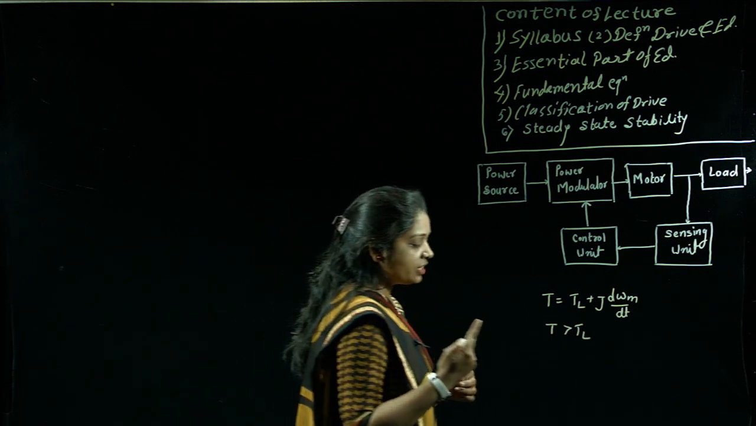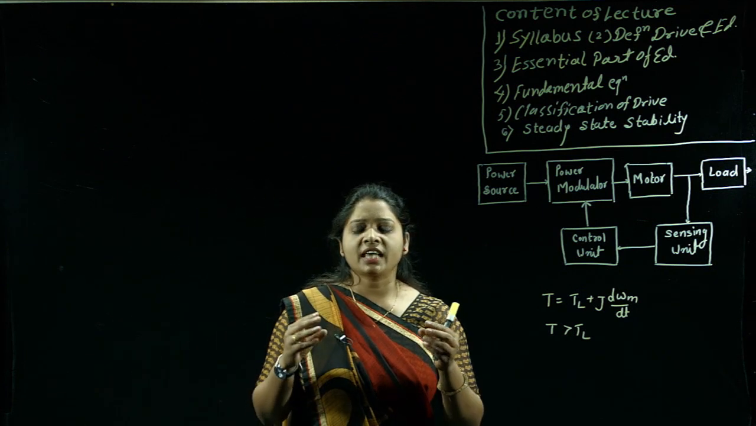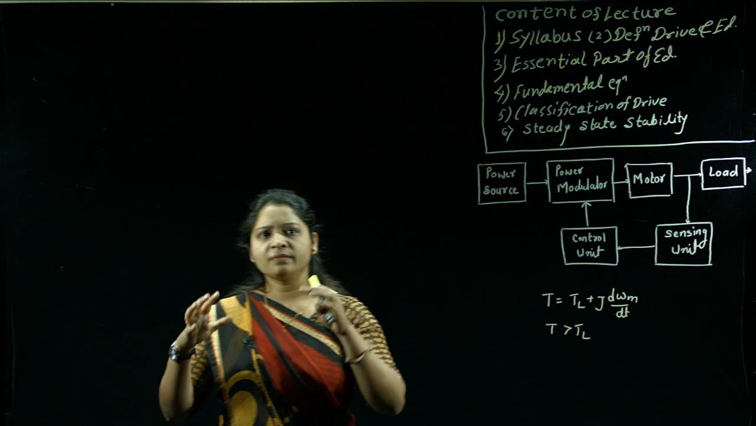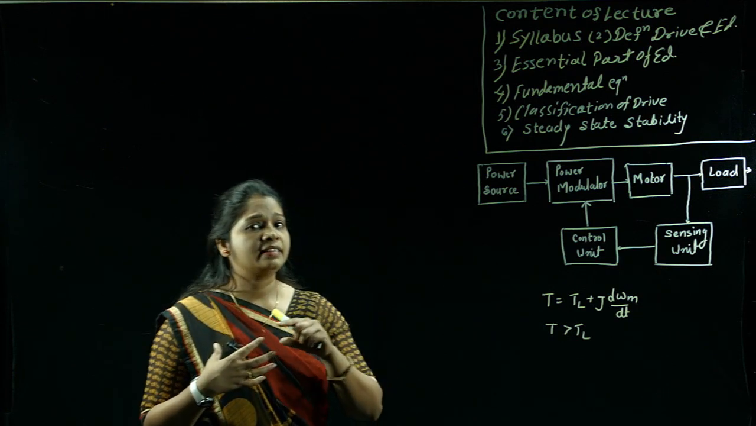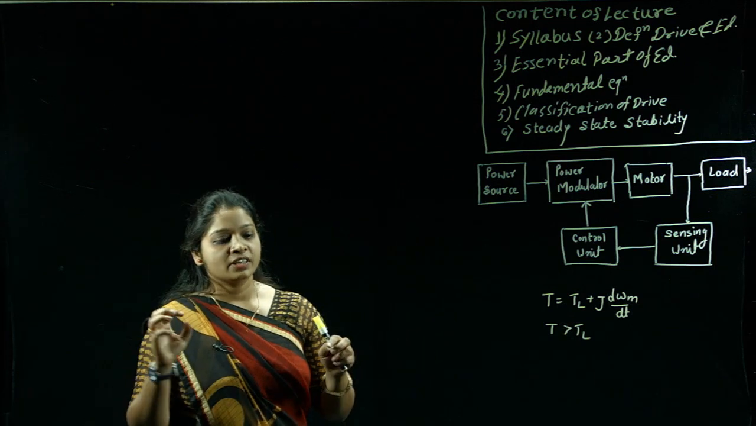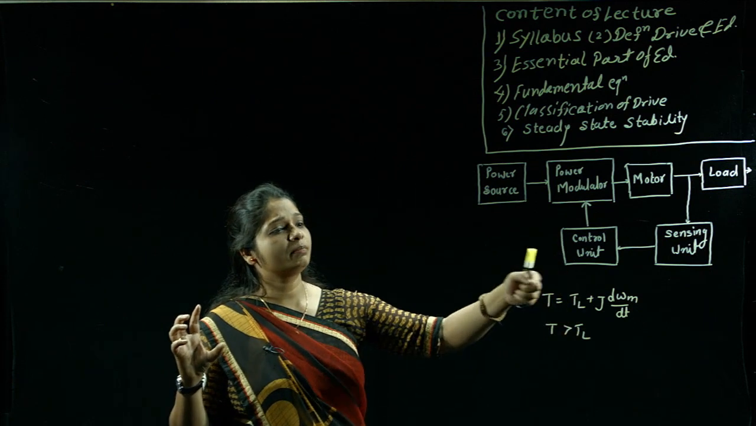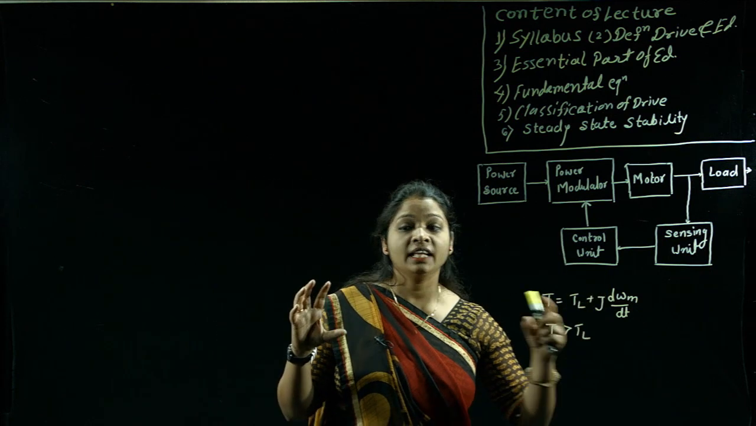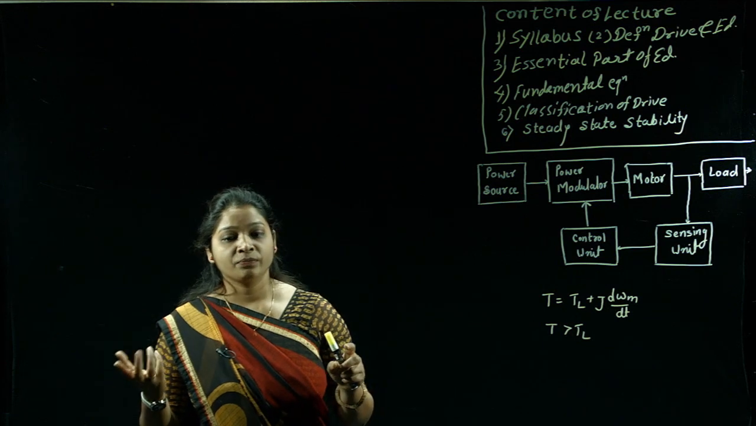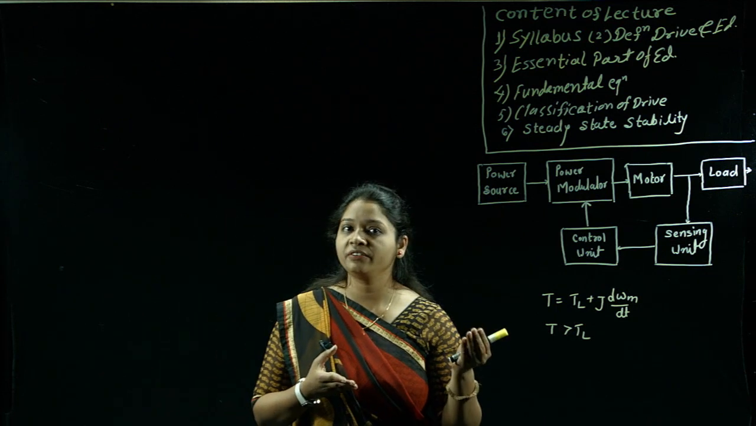See, first is group drive. As the name itself says, several mechanisms are connected to one shaft, and this shaft is driven by a single machine. Means in group drives, several mechanisms are connected to one shaft and that shaft is driven by one motor. That system is called a group drive, or you can say a shaft drive. For example, in a sugar mill we use the group drive.